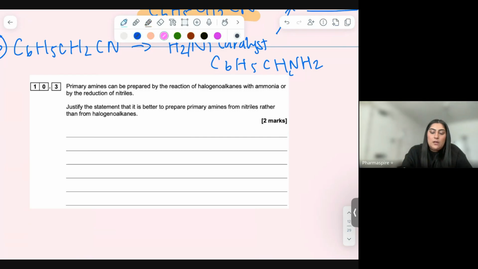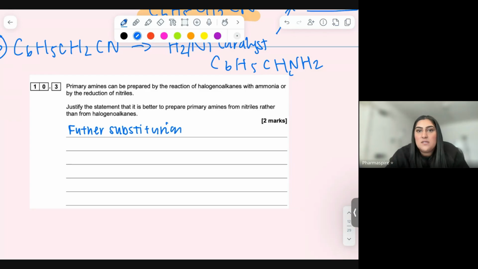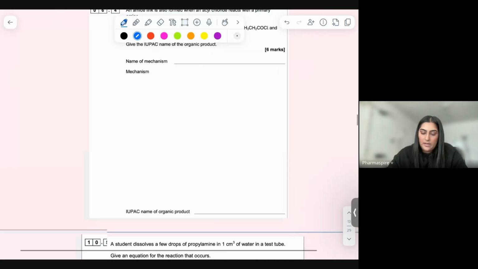The reason why we don't like haloalkanes is because they do further substitution. So in this question, just say haloalkanes do further substitution, or they form impurities, whereas nitriles have a high atom economy, they don't have any of those further reactions. So that would be your 2 marks. That one's done. Okay, let's talk about this one.